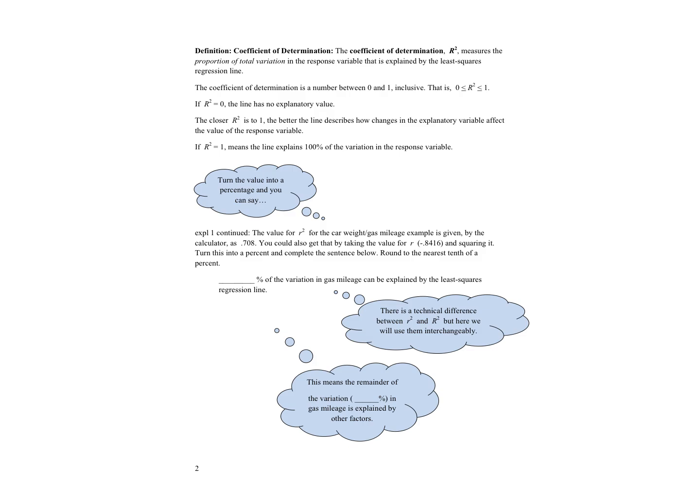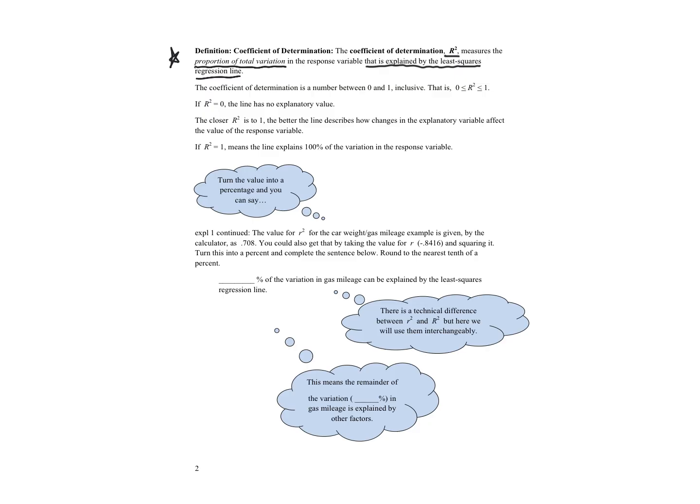All right, so we're going to look at a definition of the coefficient of determination at the top of page 2, and it really just says this: R squared measures the proportion of total variation in the response variable that is explained by the least squares regression line.